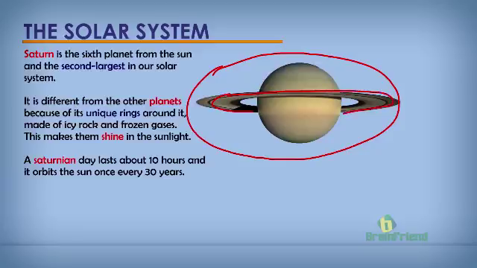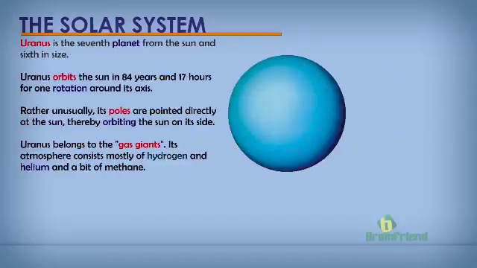These rings are made of icy rock and frozen gases. Light from the sun that reflects on the rings makes them shine very bright. A typical Saturnian day lasts about 10 hours, while it orbits the sun once every 30 years.